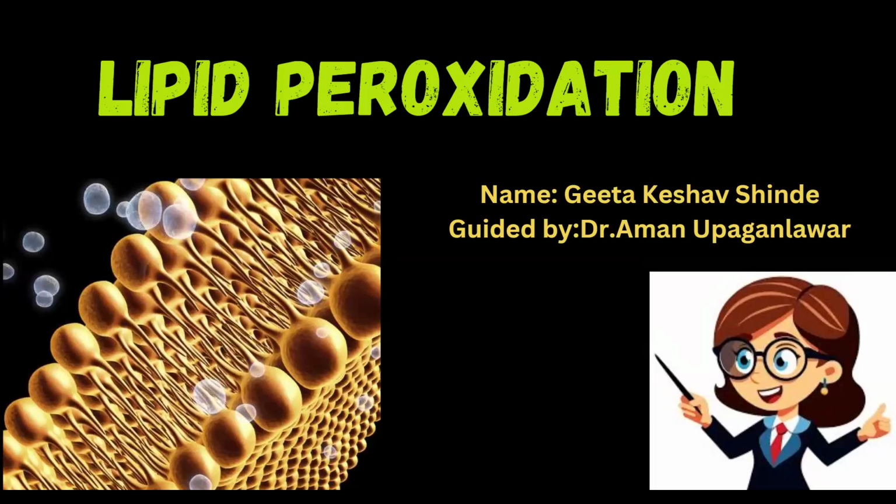Today we will discuss a new topic, that is lipid peroxidation. Lipid peroxidation is a parameter of oxidative stress. As we know, what is oxidative stress? Oxidative stress is the condition in which the free radical level in our body is increased and the antioxidant level is decreased, which may cause oxidative stress. Now we will see in detail about lipid peroxidation in this video.